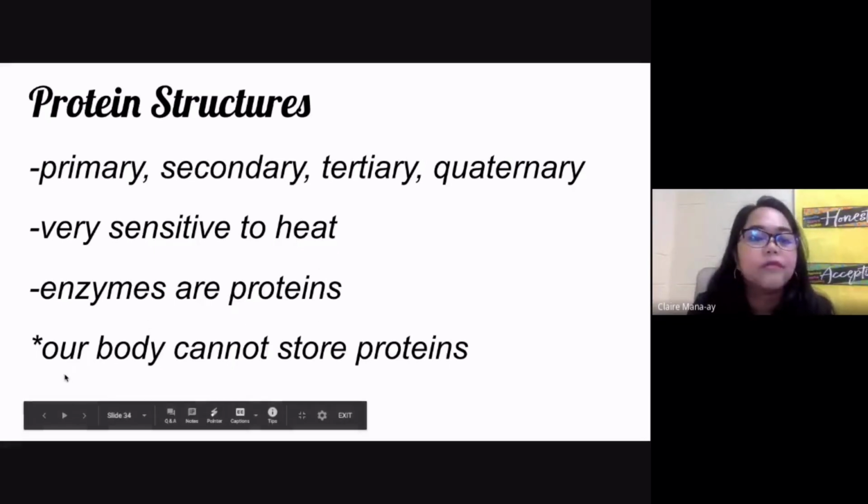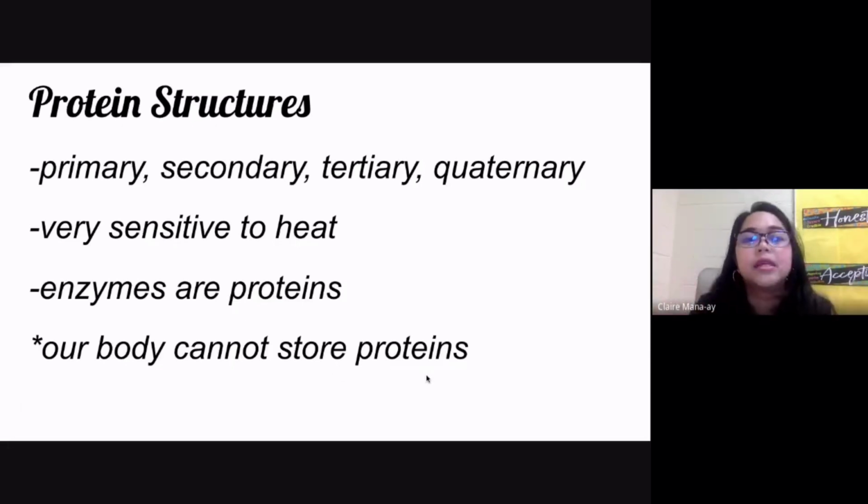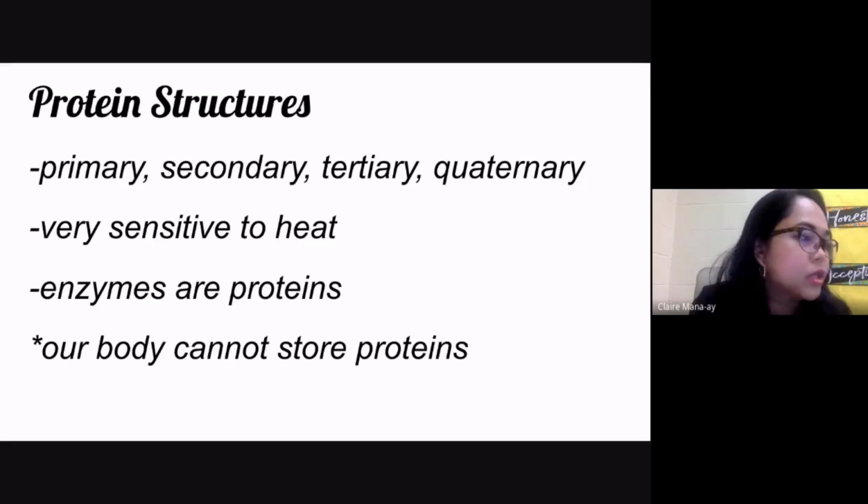It's also very important for you to note that our body cannot store proteins. Our bodies cannot store proteins, and so it is very important that you have a continuous supply of proteins. What are some food sources that are very good sources of proteins? Meat is a very good source of proteins. Your beans are good sources of proteins. Fish, chicken, beef, pork, these are all good sources of proteins. So meat is a very good example of a source of proteins.